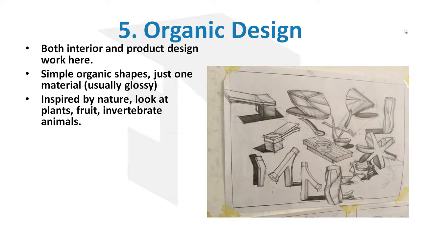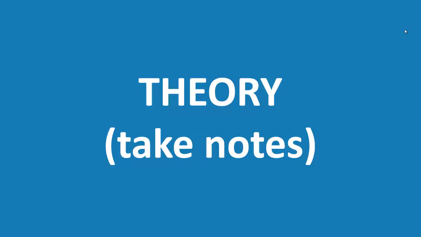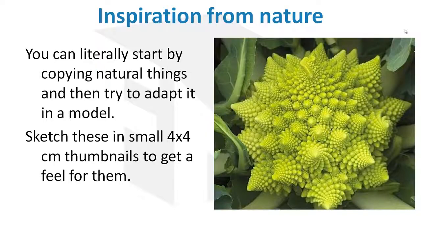And number 5 would be organic design. That would be interior design and product design. We are not really going to go through this too much. There's simple organic shapes with simple material, glossy material, something that looks futuristic. And again, they're all inspired by nature, right? Although they have this weirdness about them. Right, let's go for theory.